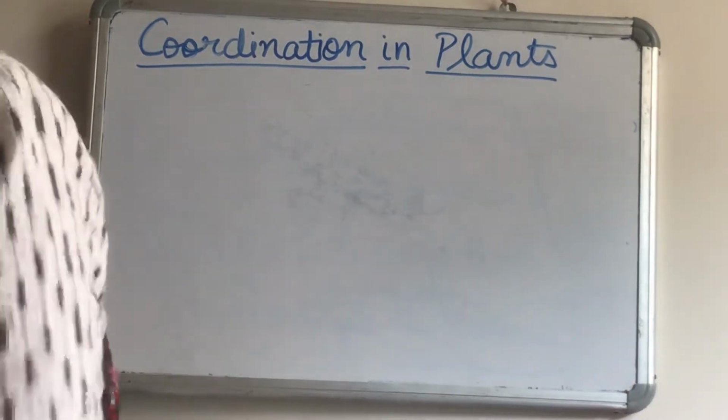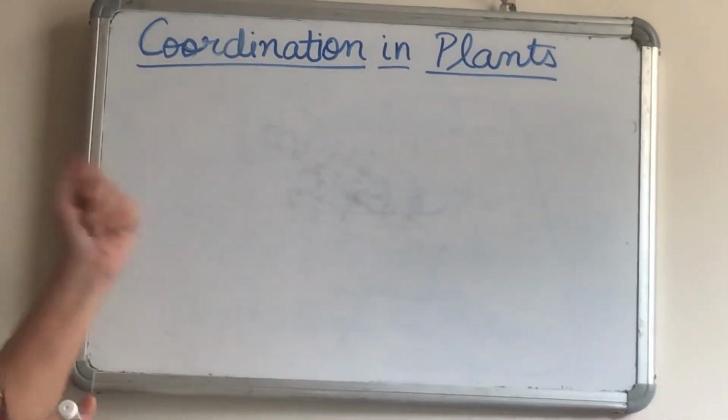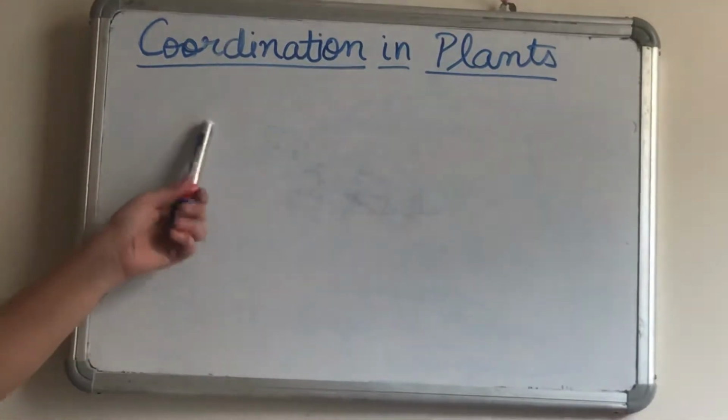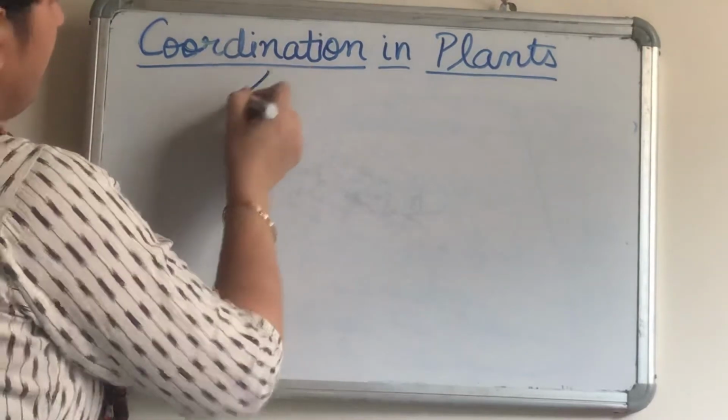Yes, so students, now we will continue with the topic of coordination in plants. We have already discussed how coordination in animals occurs and how hormones play a role in it. Now if we talk about plants, then in plants there are two types of changes. One is immediate response to stimuli, because they are also living organisms.